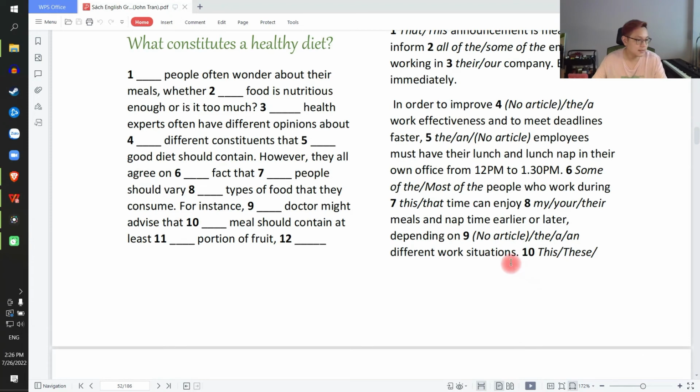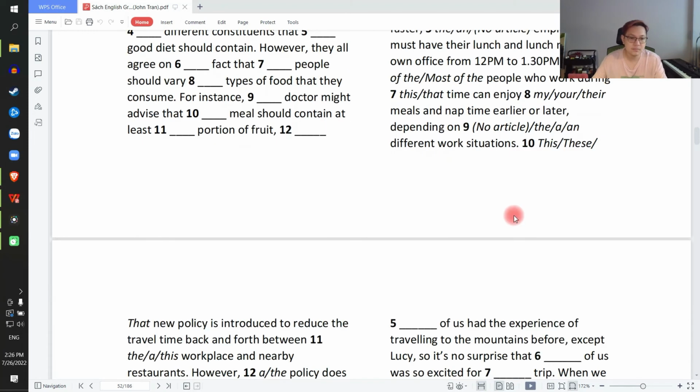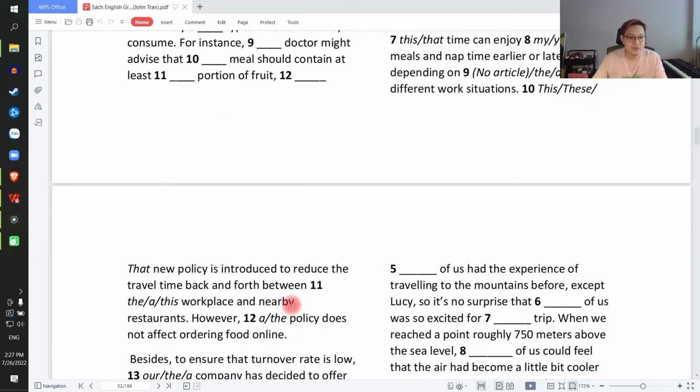Number 10 is this new policy, because there's only one policy and it's this one that we're talking about. Chỉ có một cái thôi, cho nên this, và nó là cái chính sách này nè, mình đang nói về đây nè. So then this policy, this new policy is introduced to reduce the travel time back and forth between the workplace.